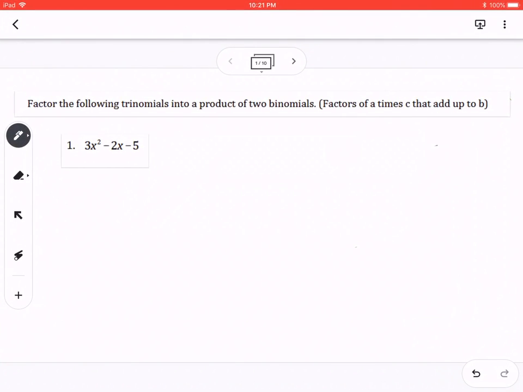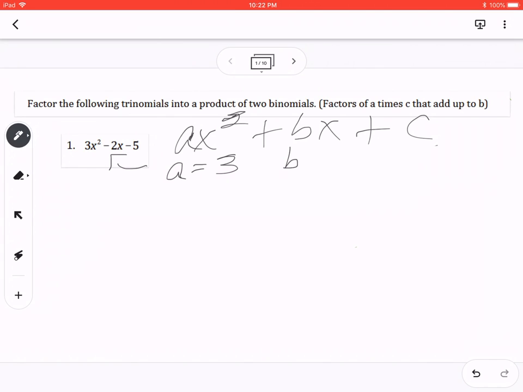Here's how you factor trinomials that have a values that are not equal to 1. As a review, all trinomials can be written in the form ax squared plus bx plus c, where a is the coefficient of the x squared term, b is the coefficient of the x term, c is the constant. In this case, a is equal to 3, b is equal to negative 2, c is equal to negative 5.